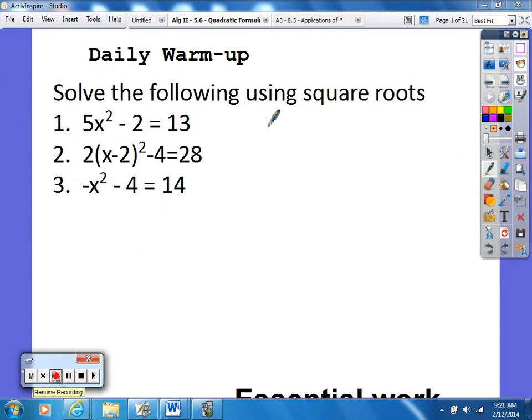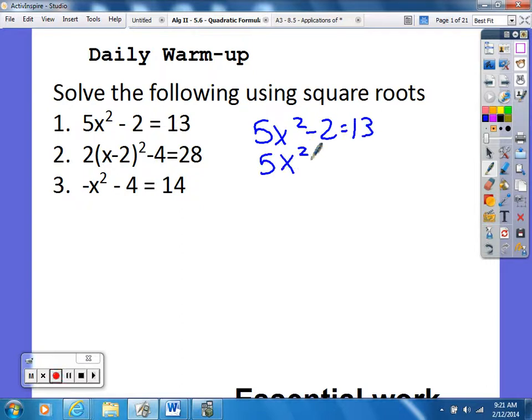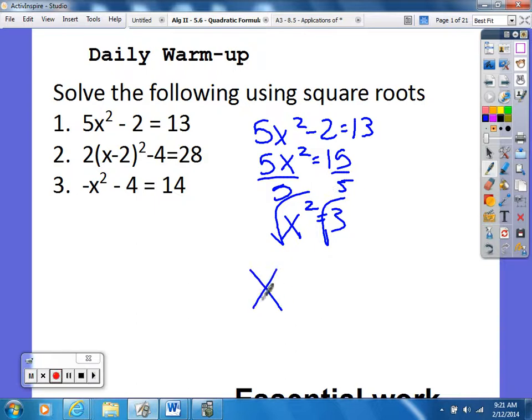Our first warm-up problem, 5x squared minus 2 equals 13. We'll add 2. 5x squared equals 15. Divide by 5. X squared equals 3. Take the square root. What do you have to put in front? Plus or minus the square root of 3. Raise your hand if you got that one.